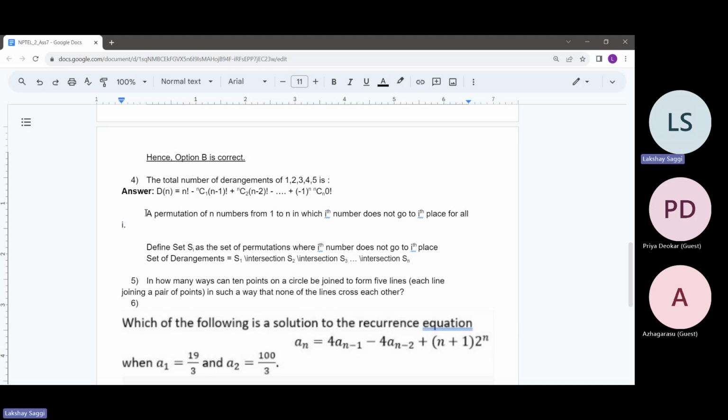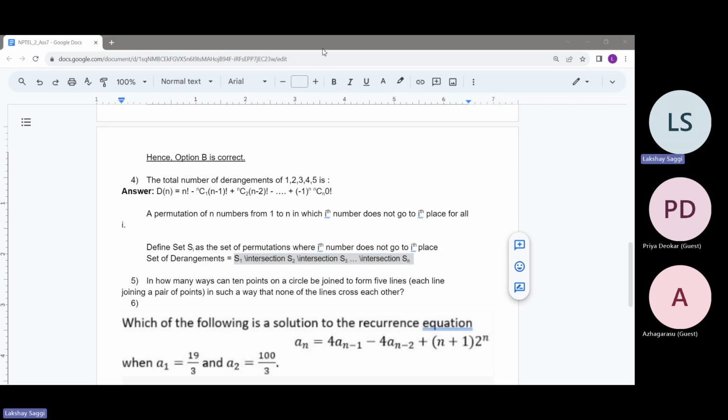So note that a derangement was a permutation in which the ith number does not go to the ith place for all i. And I defined a set Si as the set of permutations where exactly the ith number does not go to the ith place. So for i equal to 1, it defines the set of permutations where first does not go to first place. Similarly, S2 defines the permutations where 2 does not go to second place. But for a derangement, since it should be true for all i, to find the set of derangements, we'll just need to take the intersection of all these sets.